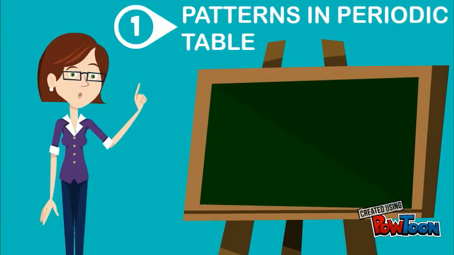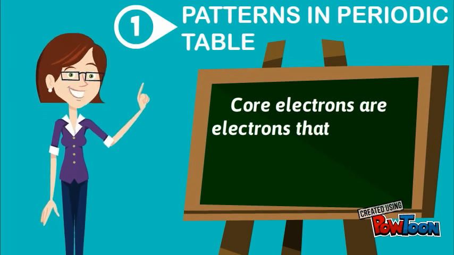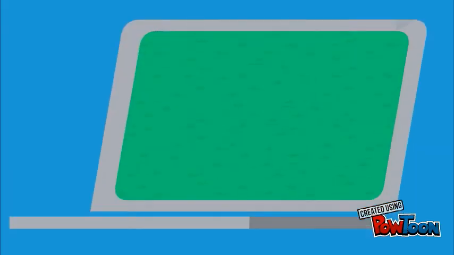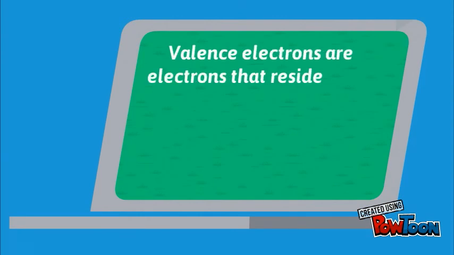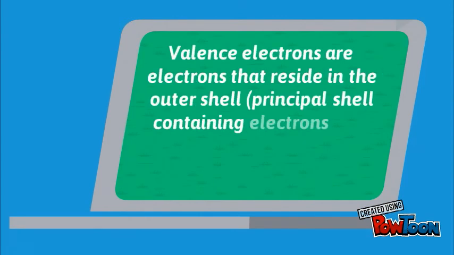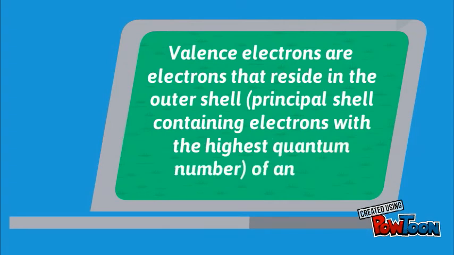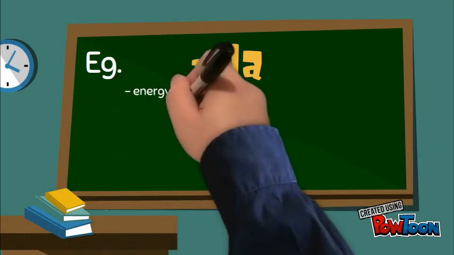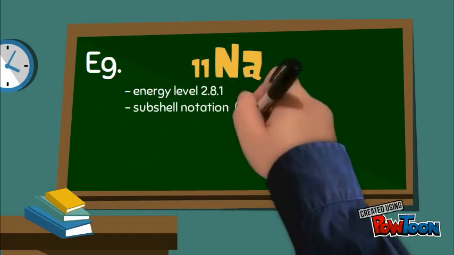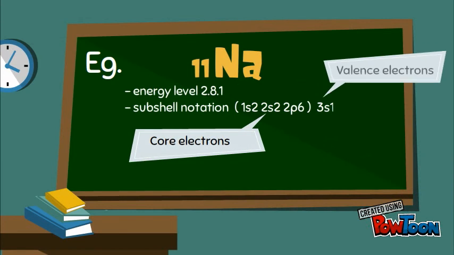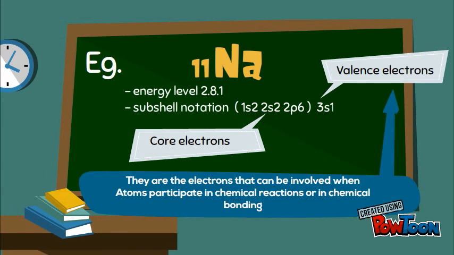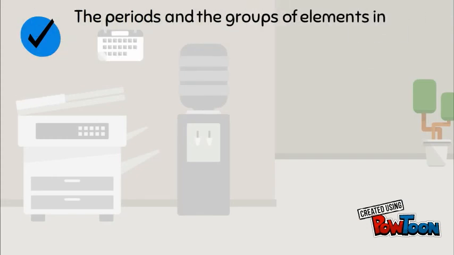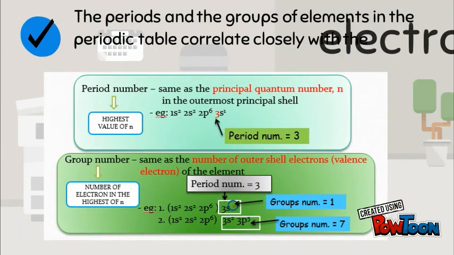Patterns in periodic table. Core electrons are electrons that reside in the inner energy levels of an atom. Valence electrons are electrons that reside in the outer shell, the principal shell containing electrons with the highest quantum number, of an atom. The periods and the groups of elements in the periodic table correlate closely with the electron configurations of the elements.